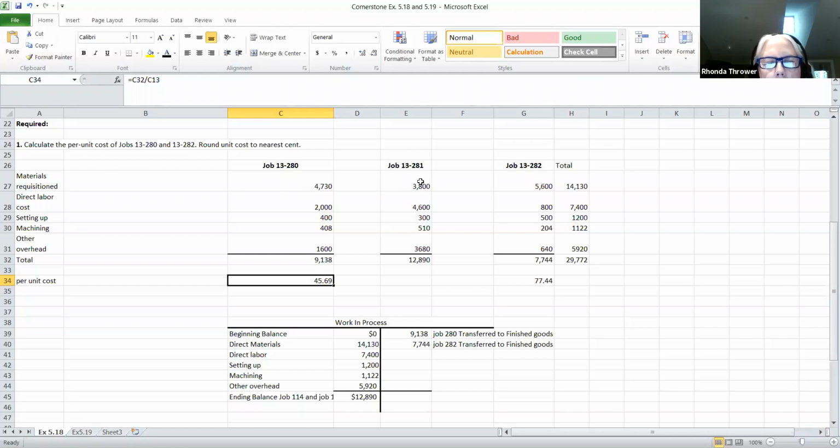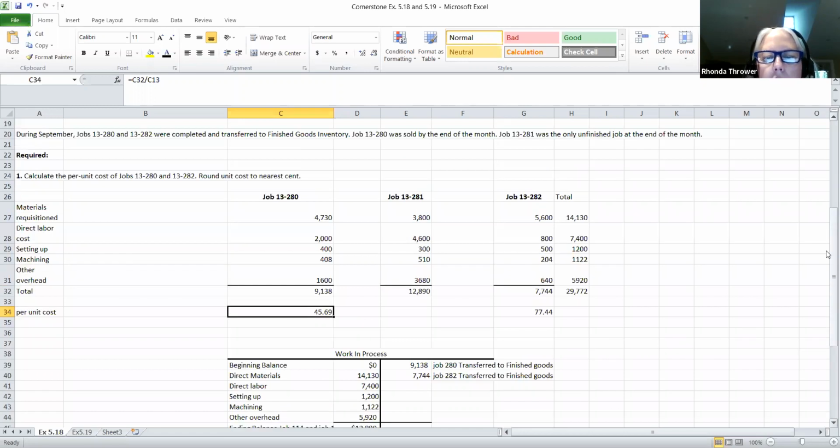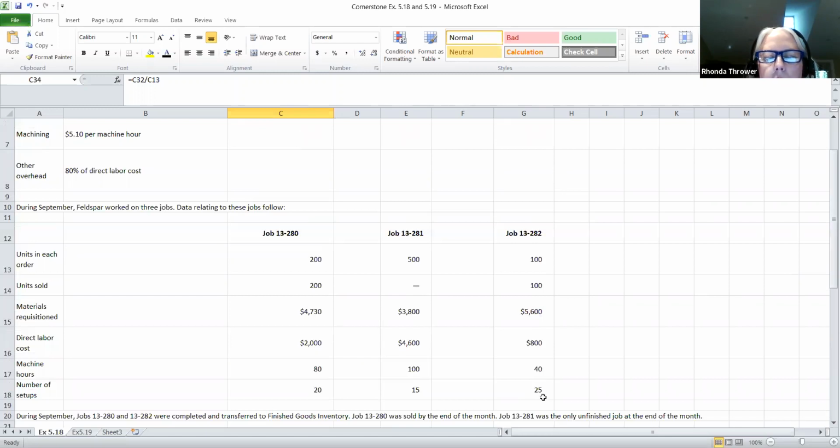Now, they did not ask you to calculate job 281 because it was unfinished. We'll wait till we finish the job and then we'll calculate the per unit cost for it in a similar manner. But it was not calculated because it was unfinished. But we did finish job number 282. And job number 282, we would have calculated in the same way that we did job 280. The only difference is that there will be a different number of setups for job 282, and that information is given here. The number of setups is 25.